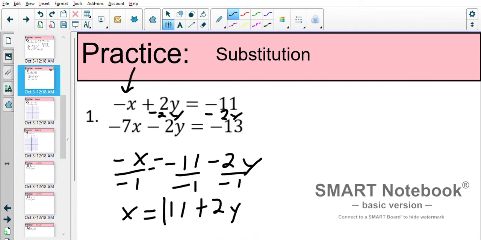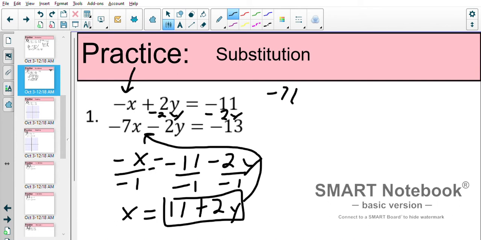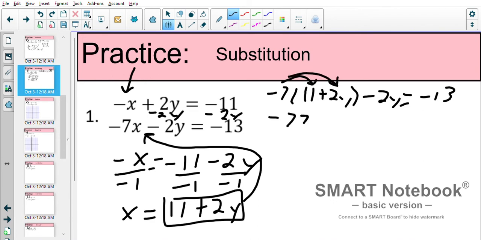We can now substitute this in for x. We're going to do it in our other equation. So it's going to go right there. All right. That will give us negative 7 times (11 plus 2y) minus 2y equals negative 13. All right, distribute this. We end up with negative 77 minus 14y minus 2y equals negative 13.